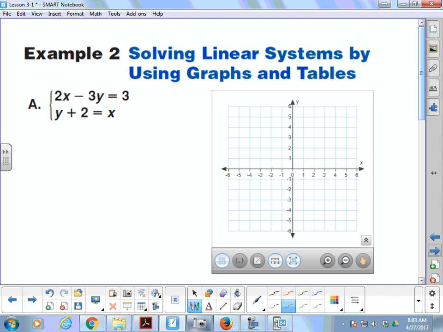So the first thing we want to do is get these in slope-intercept form so that we can graph them using the slope and the y-intercept. When you're graphing these, you have to use graph paper because they have to be perfectly accurate so you can see where the two lines intersect, because that's the goal we're trying to find, where they intersect. So we're going to solve for y first of all. We subtract 2x.